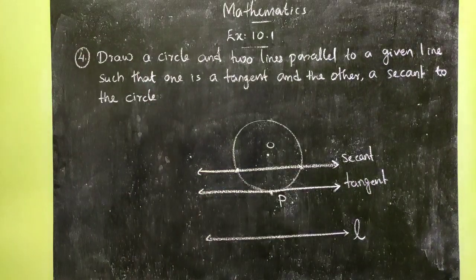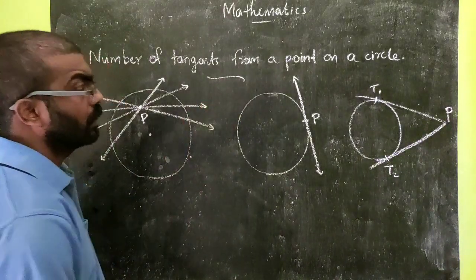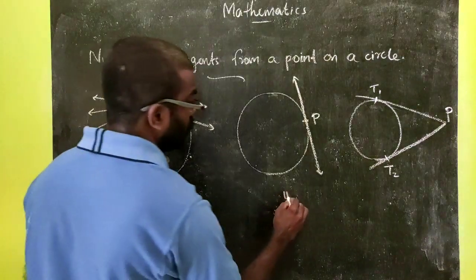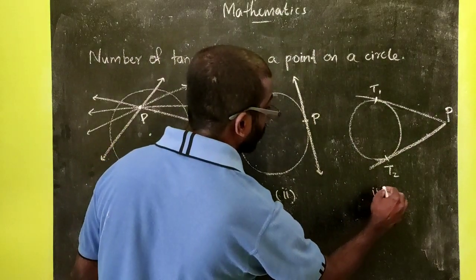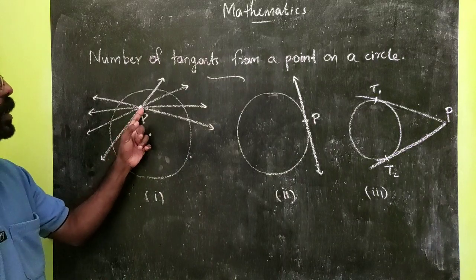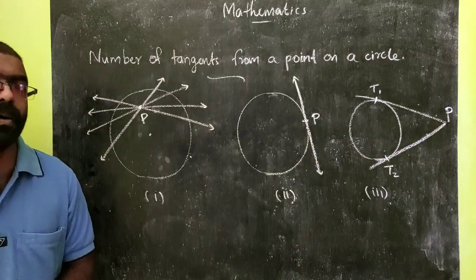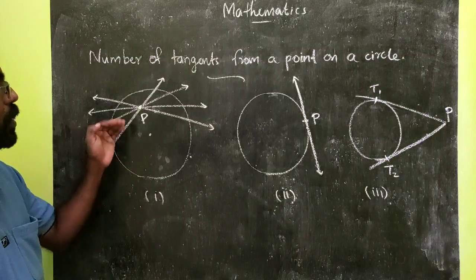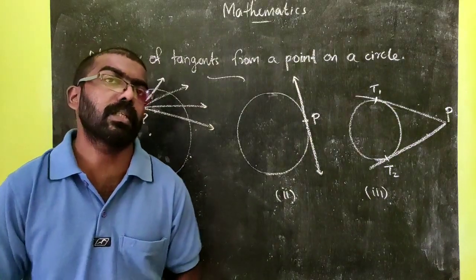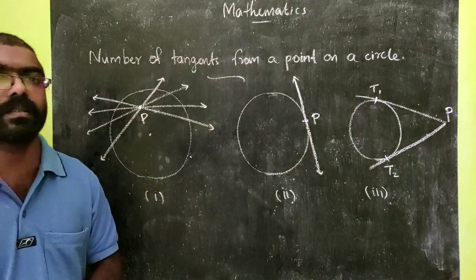Now the next topic is number of tangents from a point to a circle. Here we are given 3 different possibilities. In the first one, we take the point inside the circle. Here P is a point which lies inside the circle, and we can conclude that we cannot draw any tangents through the point which lies inside the circle. There is no tangent to a circle passing through a point which lies inside the circle.